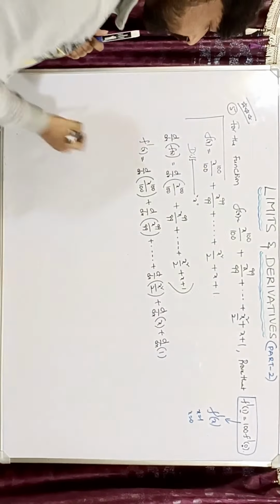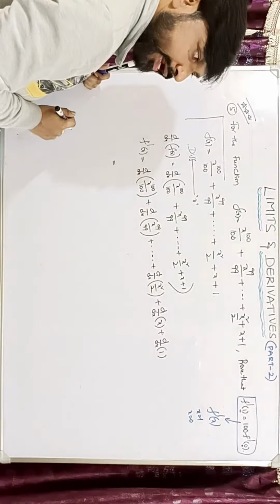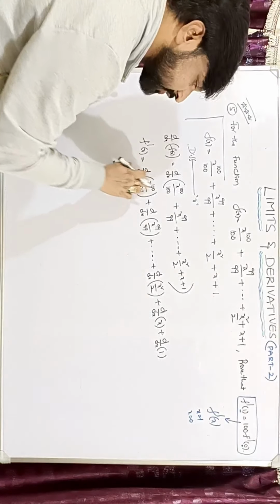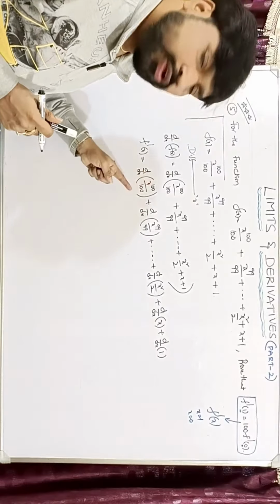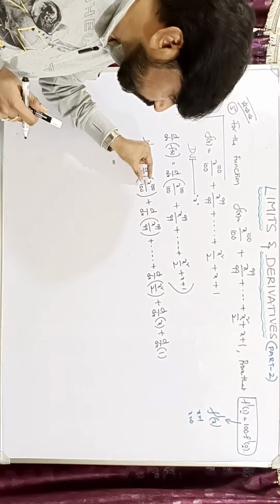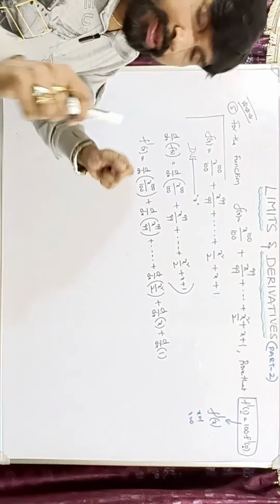Clear? This is of the form, look at it. Generally you are going to apply d by dx of x power 100 by 100. What to do? It looks like u by v form, but don't apply u by v here.